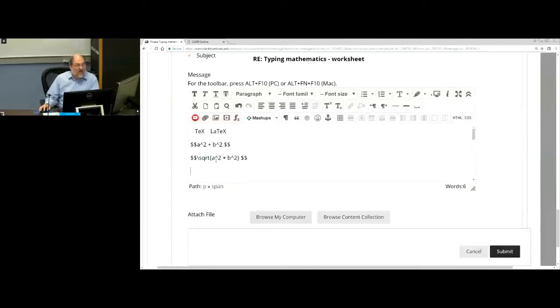So one of the things that I can do in LaTeX that is hard to do in either of the first two methods we looked at is expressions like a sub i squared, plus, say, b sub j squared. Underscore is the subscript operator in LaTeX.